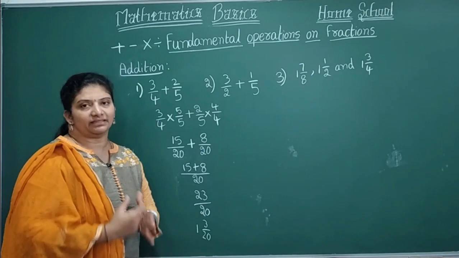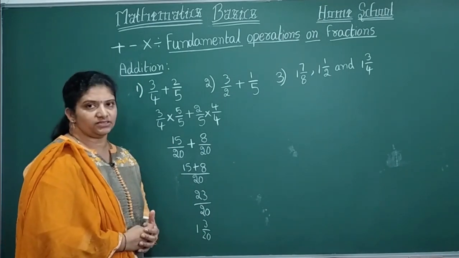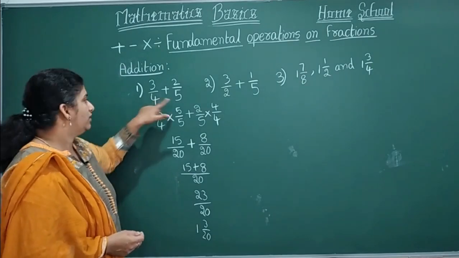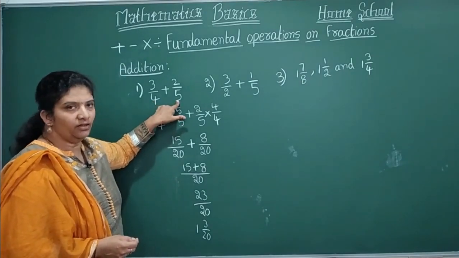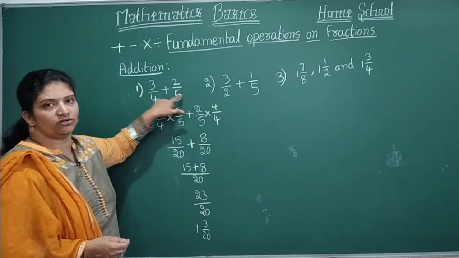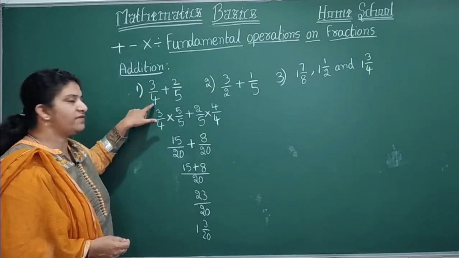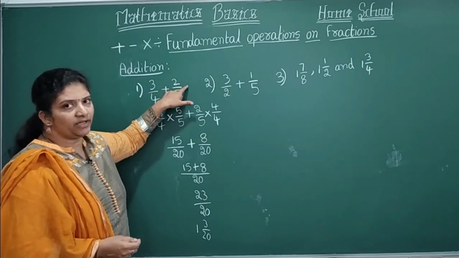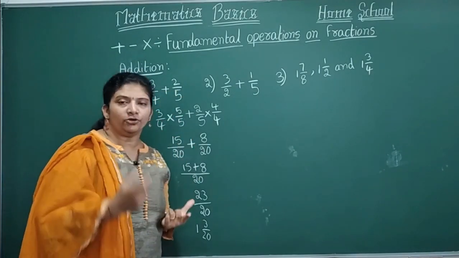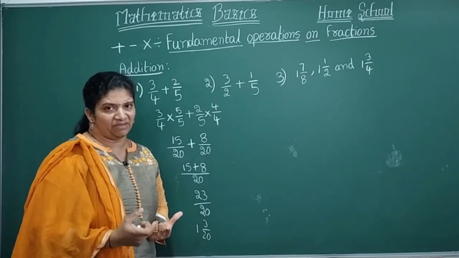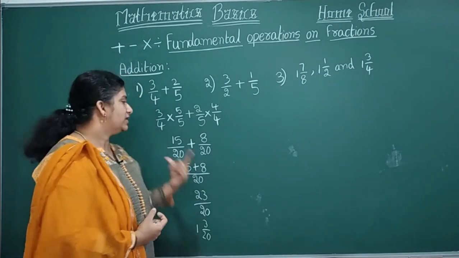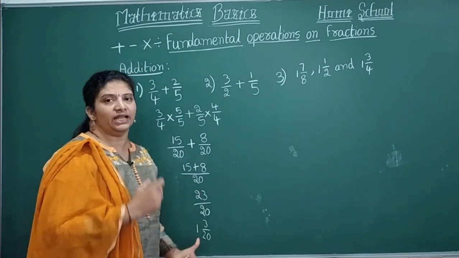This is one of the methods of how to add fractions. Once again I repeat here children. How to do this addition? Multiply the numerator and denominator of the first fraction by the denominator of the second fraction, and multiply the numerator and denominator of the second fraction by the denominator of the first fraction. In order to make your denominators the same. If the denominator is the same, we can add the numerators. This is the way we learn fraction addition.